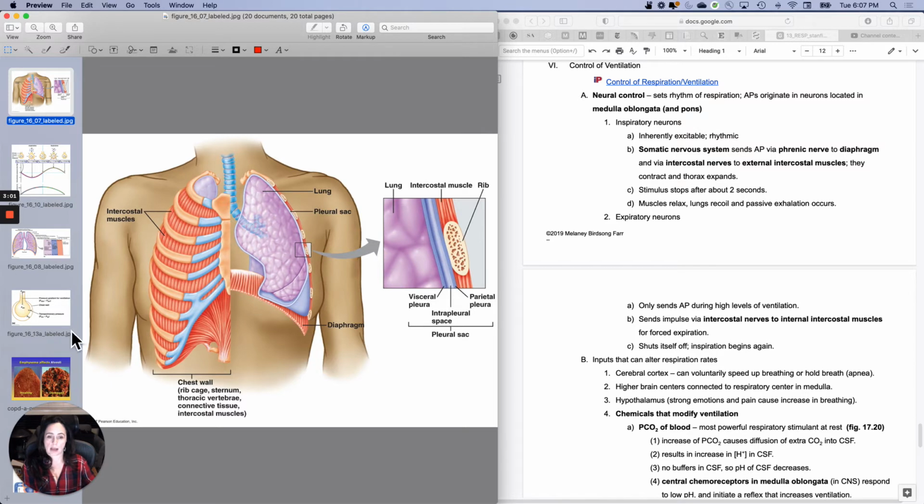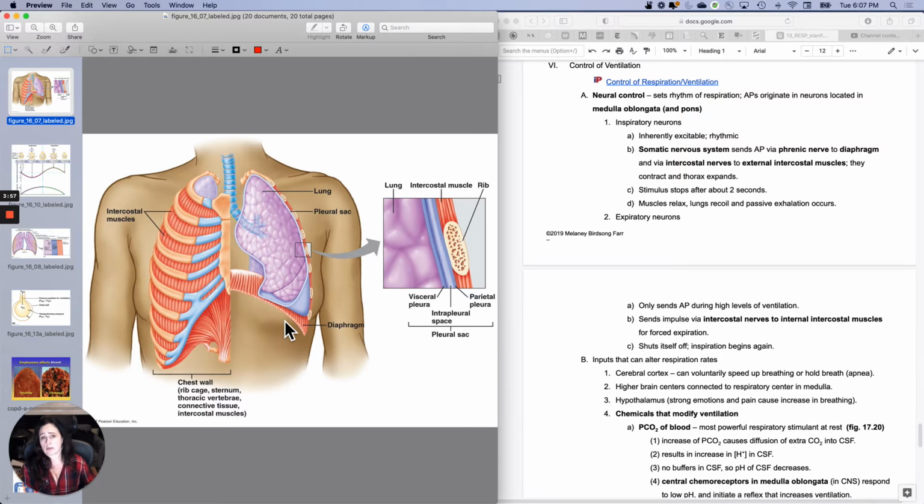So now let's talk about the inputs that can alter ventilation rates. What kinds of things can alter ventilation rates? Well, your cerebral cortex, because it's the somatic nervous system, even though the pons and the medulla oblongata are doing their thing. I can decide to hold my breath, which is apnea. I can decide to breathe really quickly if I want to, because my cerebral cortex could say so. In addition, your higher brain centers can override what's going on. Your emotions can override it. If you've ever been so upset that you cried to the point that you could hardly breathe because you were hyperventilating, strong emotions and pain can cause an increase in breathing.